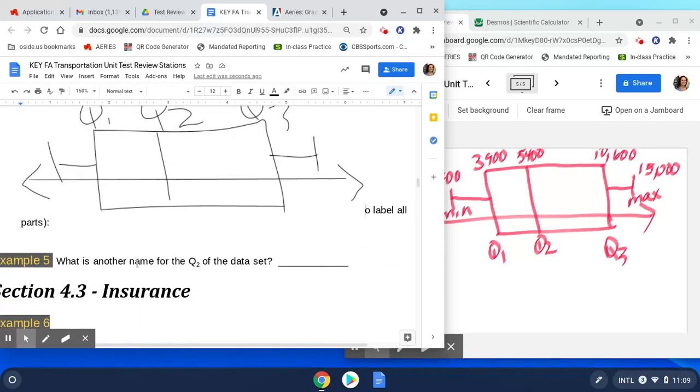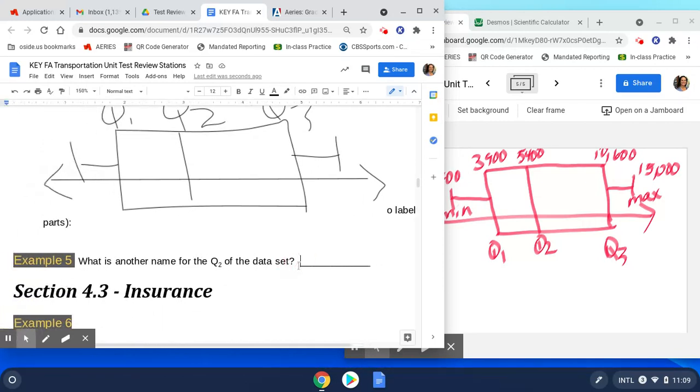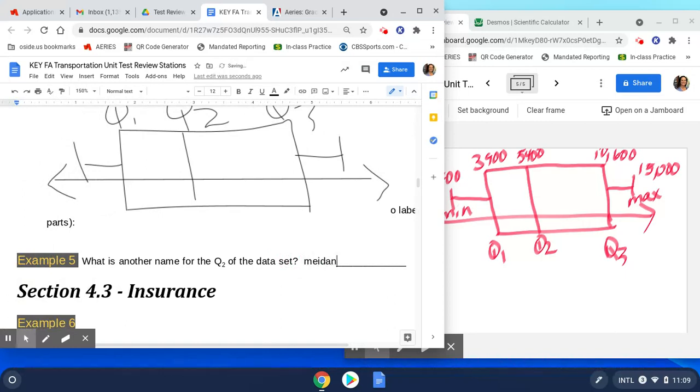And then finally, what is another name for the Q2 of the data set? That is known as the median. Yay, we're all done. How'd you do?